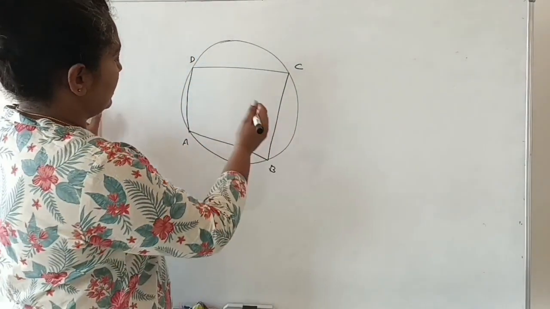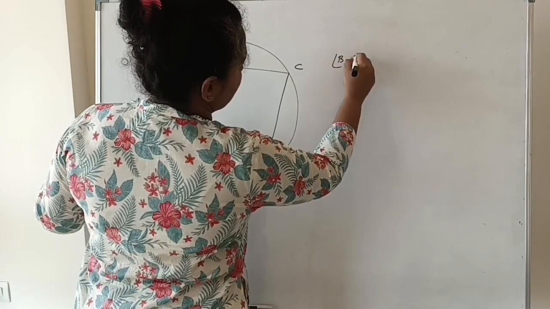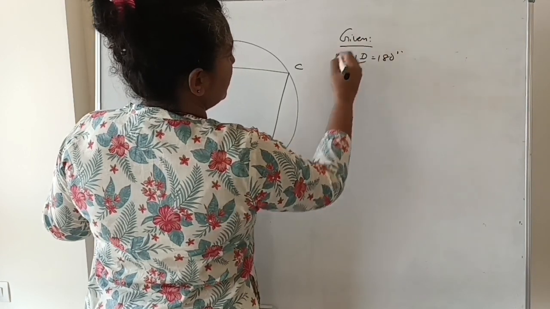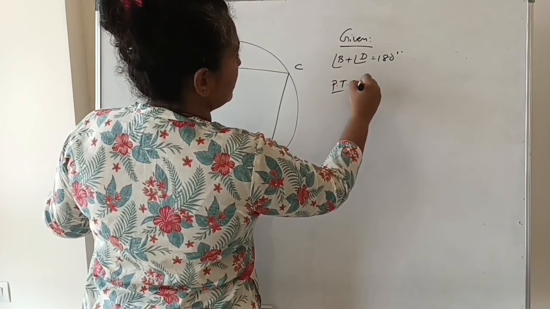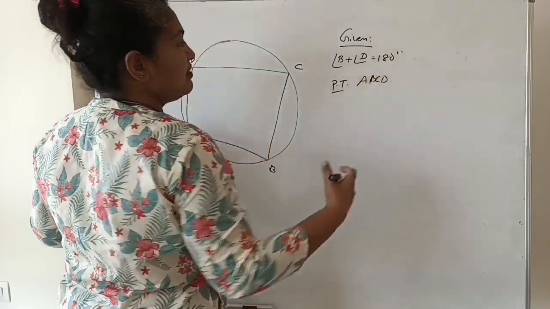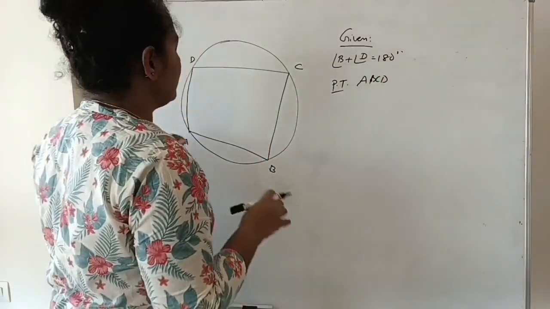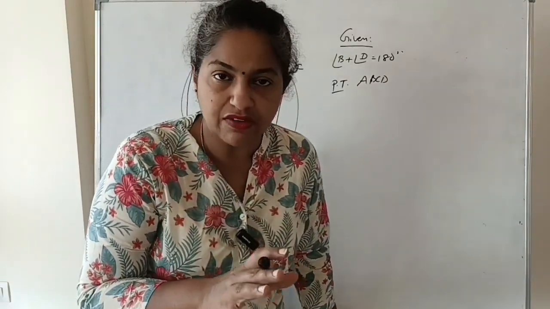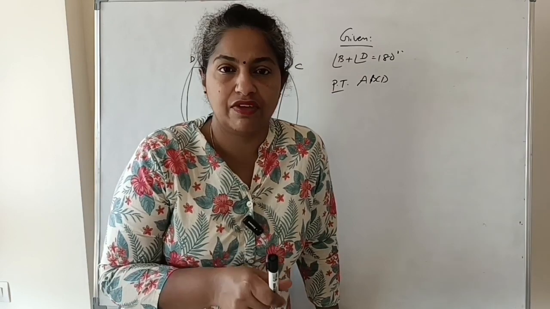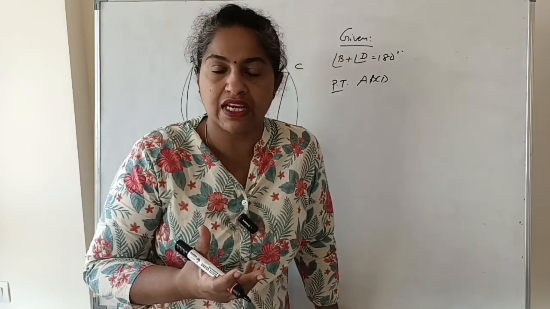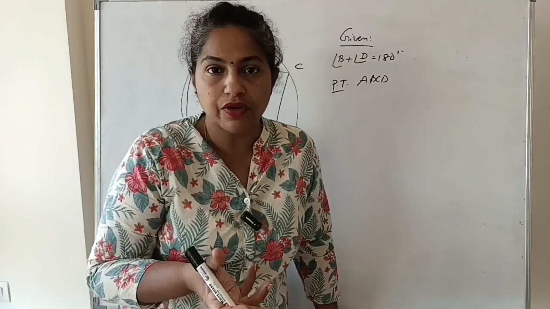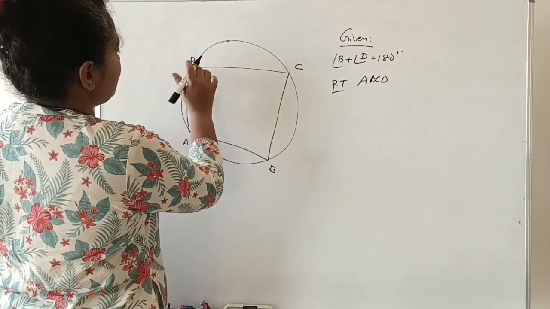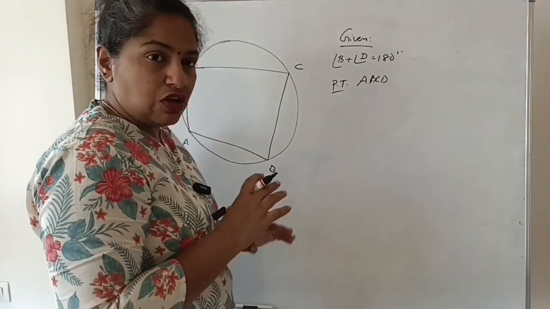Okay. Now, I am taking angle B plus angle D is equal to 180 degrees. Okay. This is given to you. You need to prove that ABCD is cyclic, or A, B, C and D lie on the circumference of a circle. Okay. So, now this proof is similar to the previous proof that we have done for concyclic points, where we assume that the points are not concyclic and then we prove that it is concyclic. Okay. Here also we will assume that this is not a cyclic quadrilateral. So we will just assume that this point D is not lying on the circle.